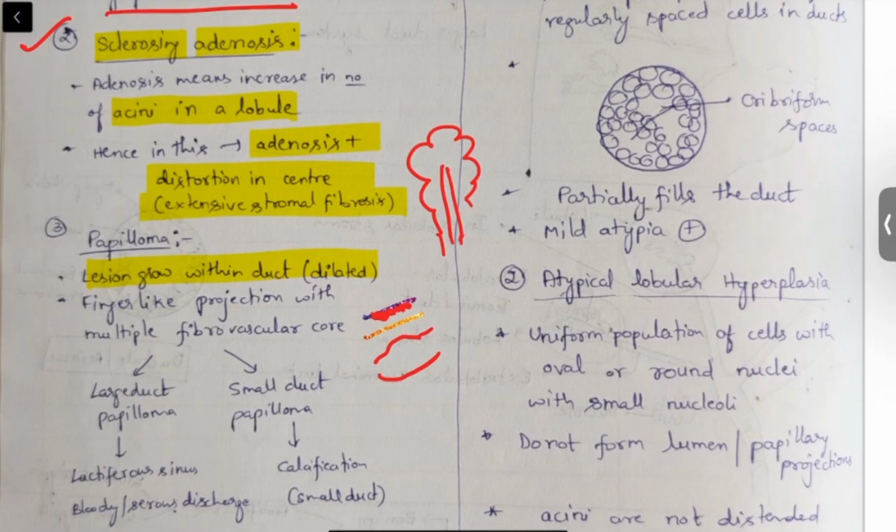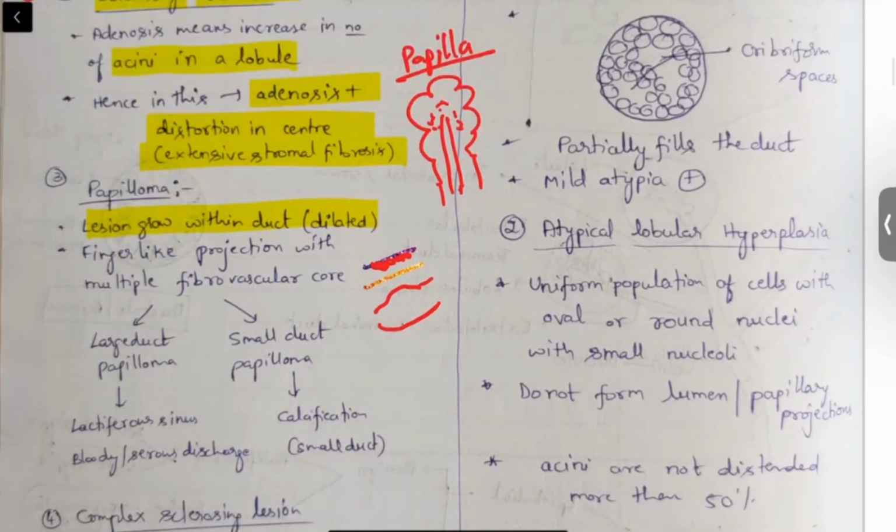So fibrovascular core, this will be a papilla. These kinds of growths will occur within the ducts and that is called a papilloma. This can happen within the small duct or within the large duct. Small duct like lobules, intralobular duct. In that, if there is a papilloma on mammography, we will be able to see calcification.